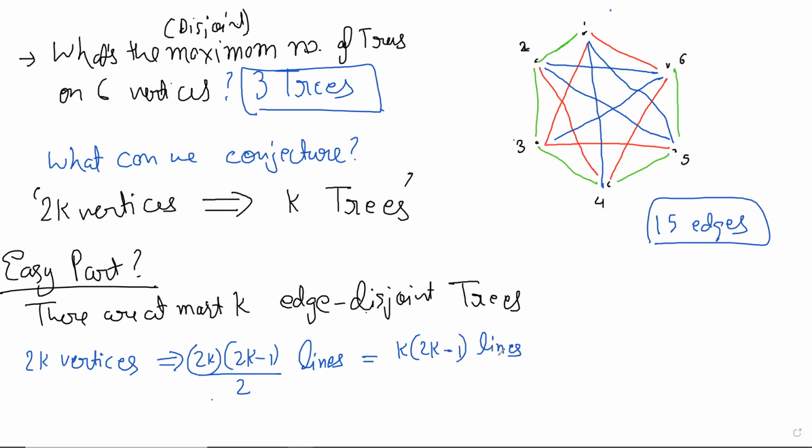So you have this many lines, right? So if you have this many lines and each tree uses, now just finish the argument from here yourself. Each tree will use 2k minus 1 edges. Now this is something that you have already proved. Each tree will use exactly 2k minus 1 edges. So obviously you cannot have more than k trees. Is this argument okay? Okay. So that implies at most k trees.